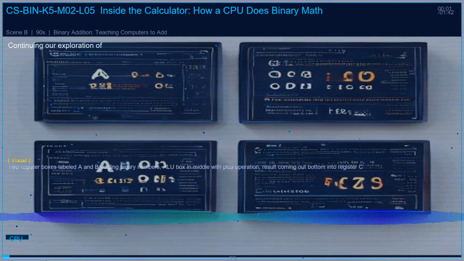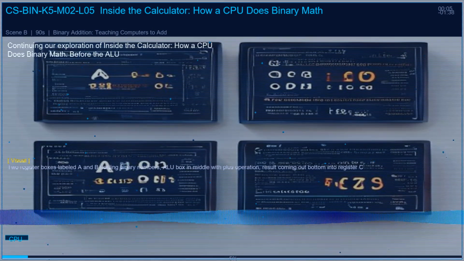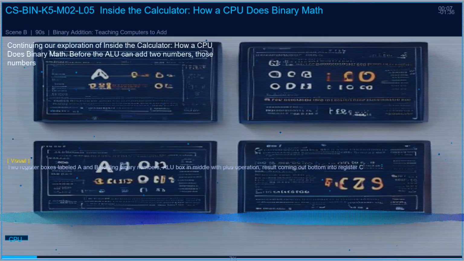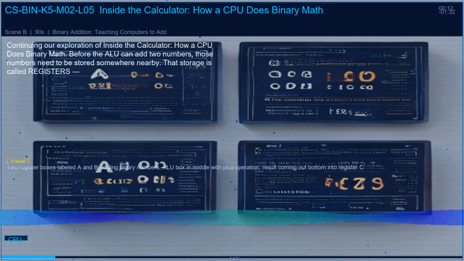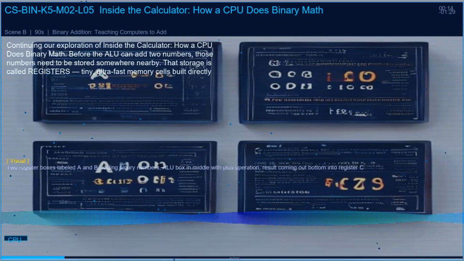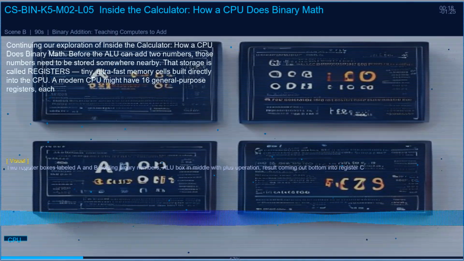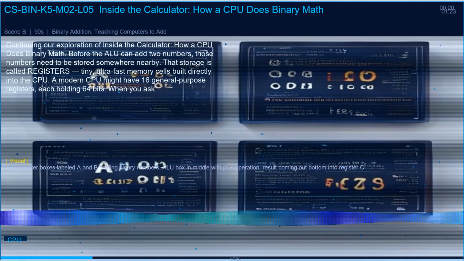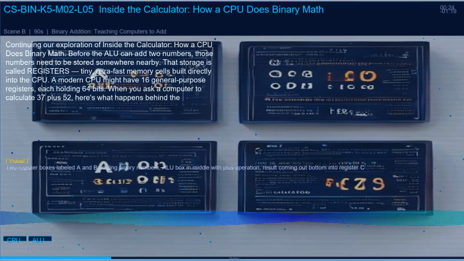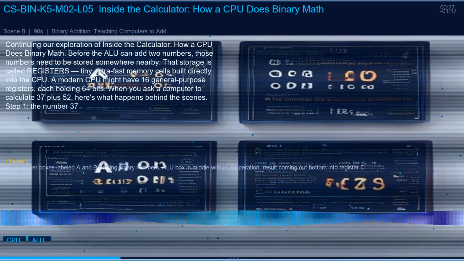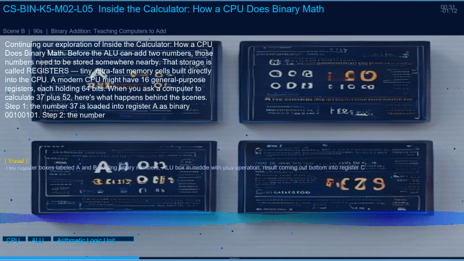Continuing our exploration of Inside the Calculator: how a CPU does binary math. Before the ALU can add two numbers, those numbers need to be stored somewhere nearby. That storage is called registers, tiny, ultra-fast memory cells built directly into the CPU. A modern CPU might have 16 general-purpose registers, each holding 64 bits. When you ask a computer to calculate 37 plus 52, here's what happens behind the scenes.